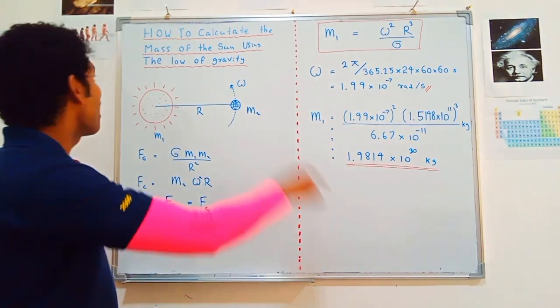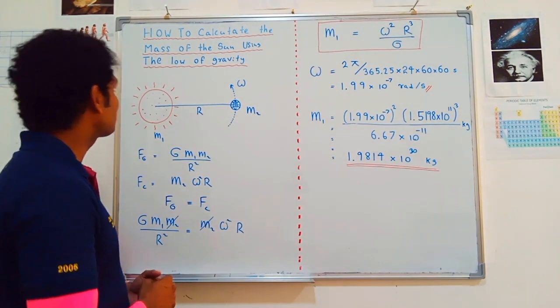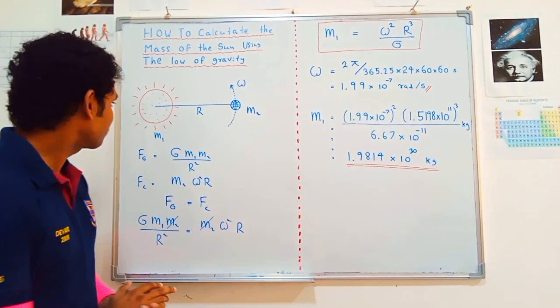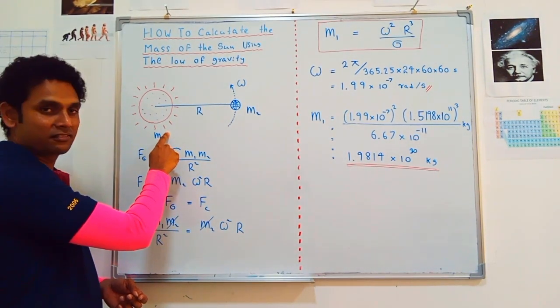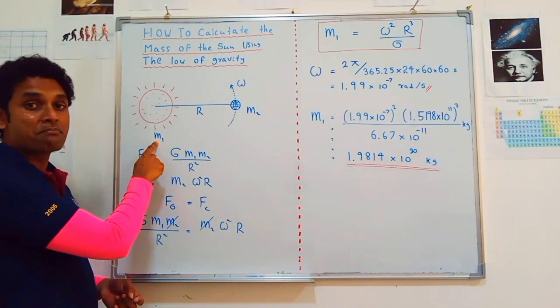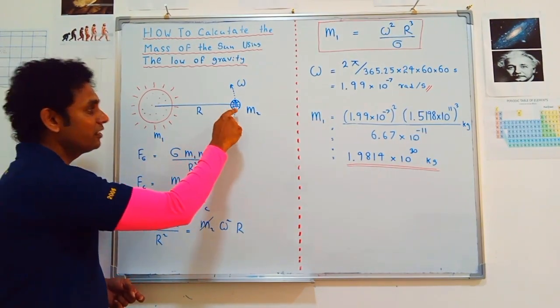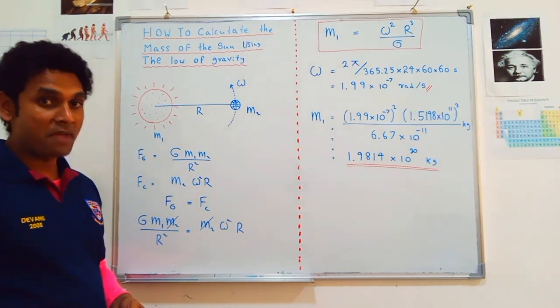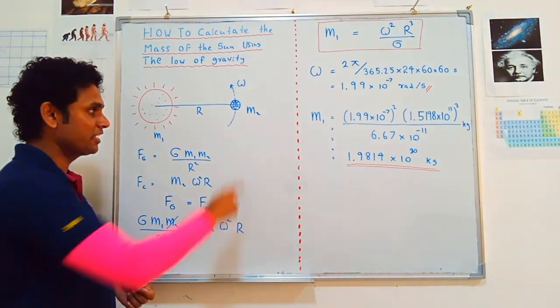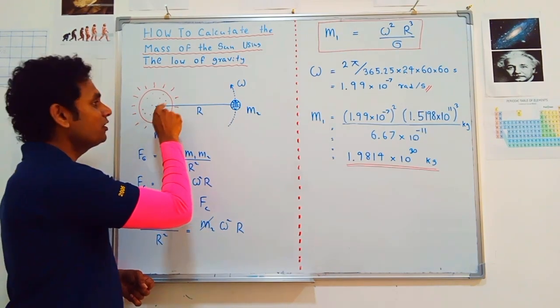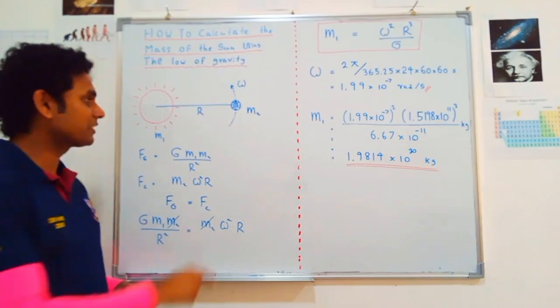Okay, how to calculate the mass of the sun using the law of gravity. Here I have drawn the sun. I have mentioned it as mass m1. M1 is the mass of the sun. We have the earth here, and the mass of the earth is mentioned as m2, and the distance from the sun to earth is mentioned as r here.